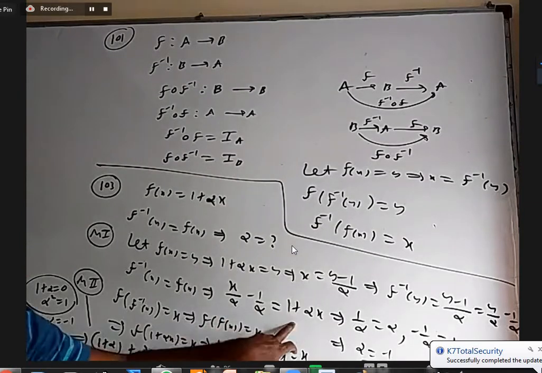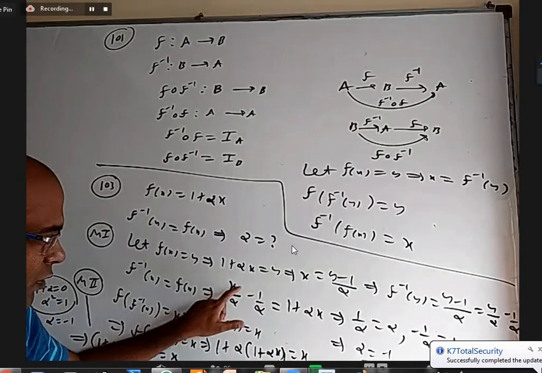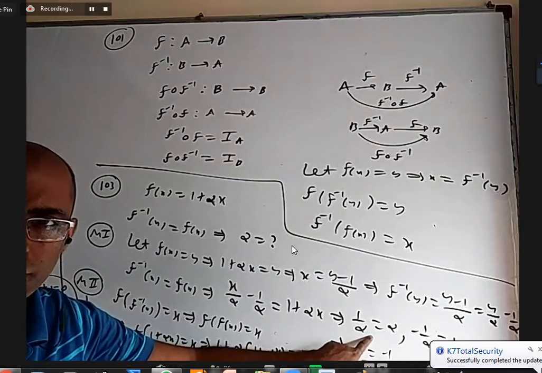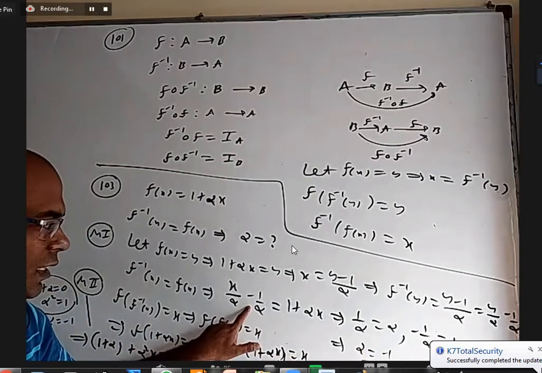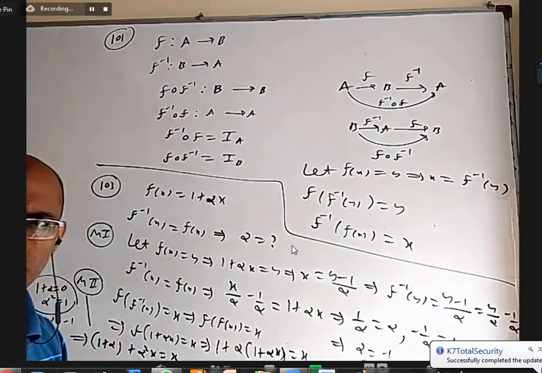Because this and this are equal for all x values, not just for one x value. What is the coefficient of x here? 1 by alpha. What is the coefficient of x here? Alpha. That is this equation. What is the constant here? Minus 1 by alpha. And what is the constant here? 1. So equal. Yes, sir, got it.